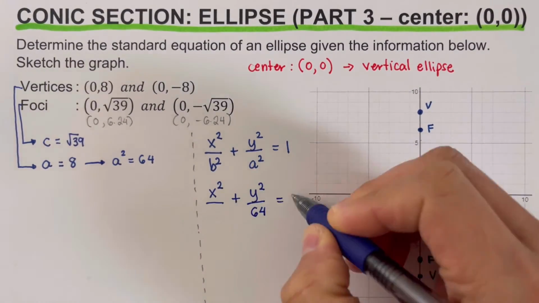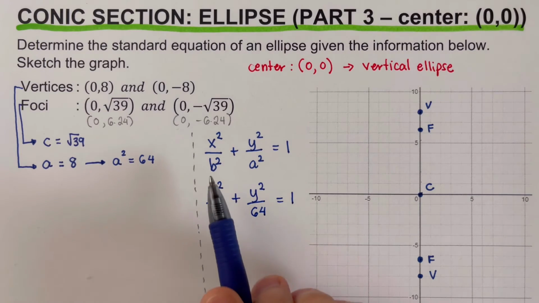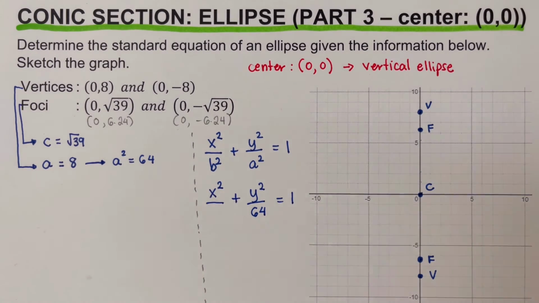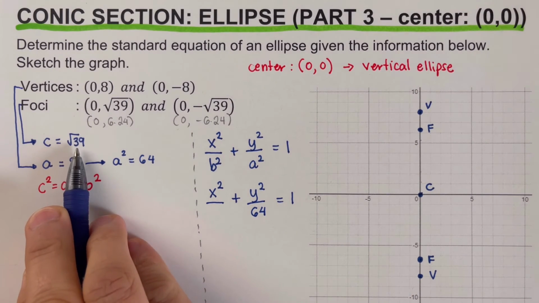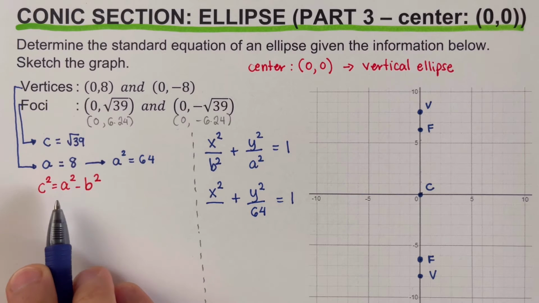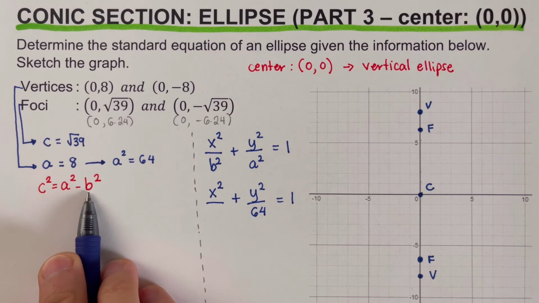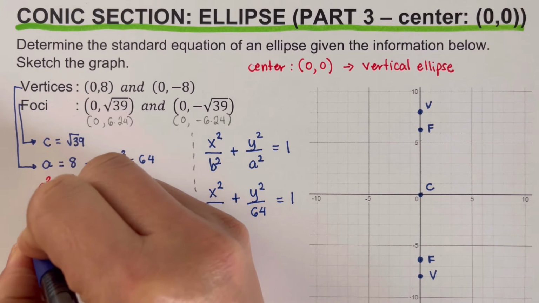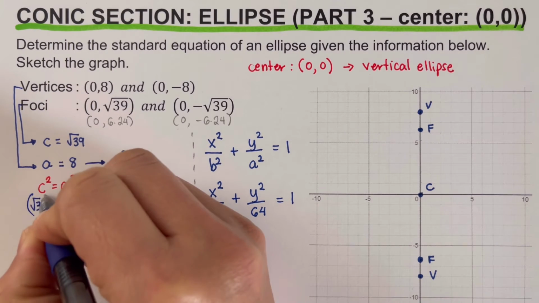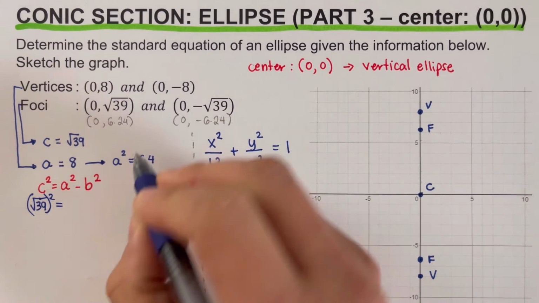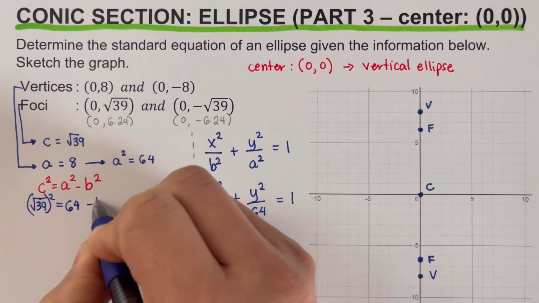We already have a value for a squared, so we can rewrite this equation. The next missing piece is letter b. Now we remember that for every ellipse, we can use the equation c squared equals a squared minus b squared. So I'm going to write that up here, and from here we can solve for b. We have a c of square root of 39, so I will plug that in here. And we have an a squared, which is 64. So this comes out as square root of 39, squared, equals 64 minus b squared.